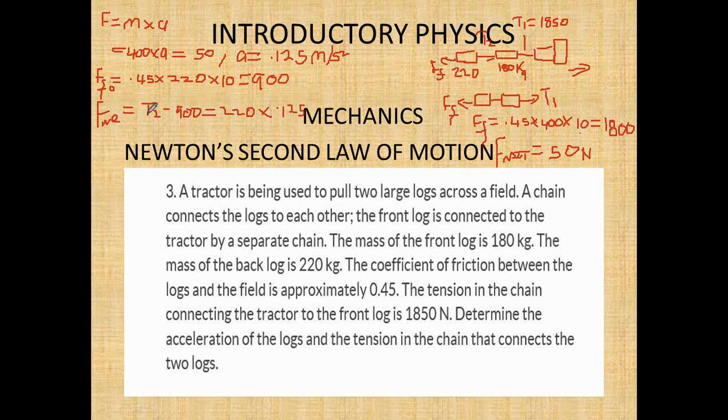Okay, so if you're going to solve for T2, remember, T2 is the tension right here, which is pulling this back log forward. So T2 is going to the right, and the frictional force is going to the left. So the net force, which is the tension minus the frictional force, is equal to the mass times acceleration. So we're solving for T2.